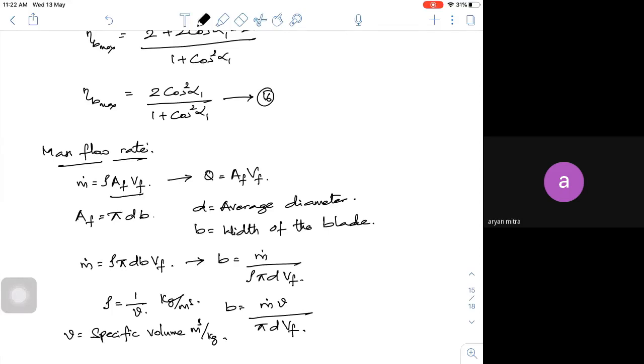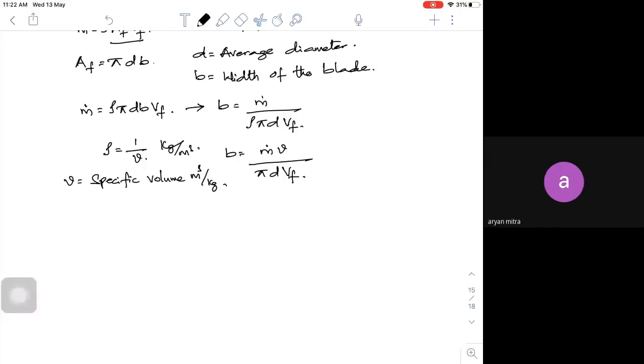Okay, so let's try to solve one numerical. I'm not going to take too much. I'll try to solve one numerical and try to wind up. I'll try to upload the numerical tutorial sheet. Let me take one numerical.